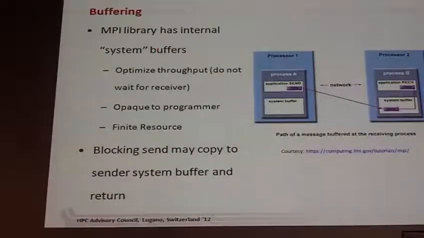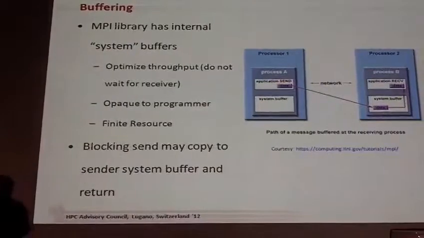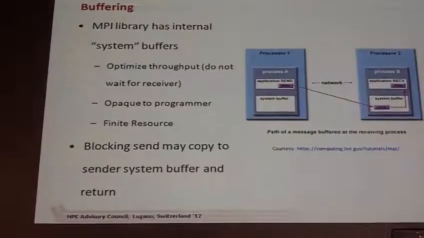This is to optimize throughput, that means do not wait for the receiver. But this is opaque to the programmer, so the programmer doesn't know that. This is happening within the MPI library to make sure that the different processes can move at the fastest speed. But of course, there is a finite resource in that buffering, because we are taking some amount of memory to provide it. We can guarantee, let's say, to hold up to 100 messages or 200 messages depending on the library. But beyond that, the senders need to be blocked.